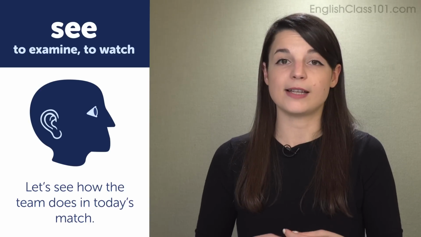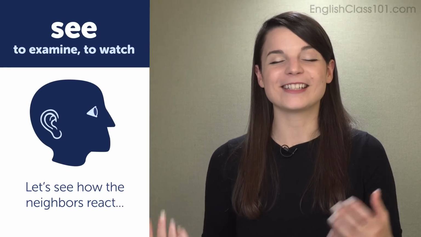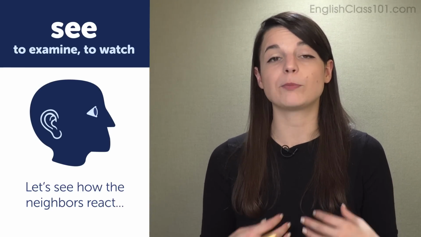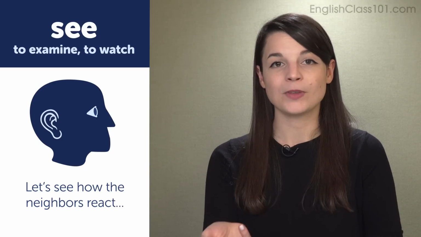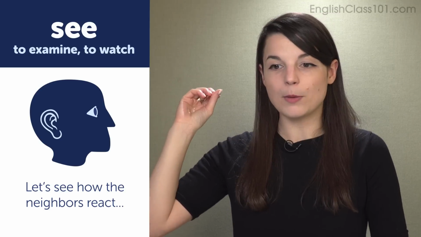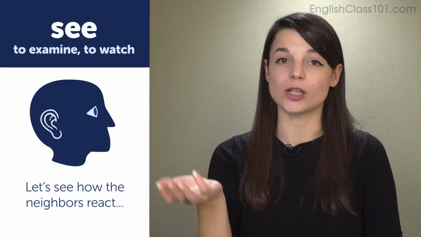In the second example sentence, let's see how the neighbors react, we see the same thing. So it's the same sort of nuance. We are expecting a reaction. We are going to watch for a reaction from the neighbors when they realize we bought a pool. So we want to examine their reaction. We want to examine an outcome. We can use the verb see, though maybe we use our ears. Like if the neighbor says, "Oh my gosh, they bought a pool." That's sort of examining. You're waiting for a reaction there. We can still use the expression let's see to talk about that. So let's see what happens next, for example.